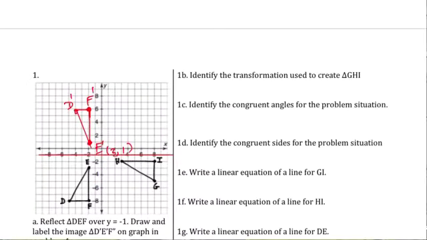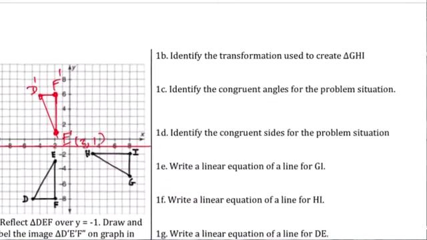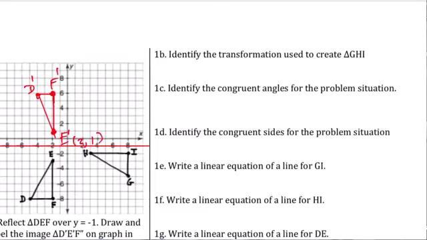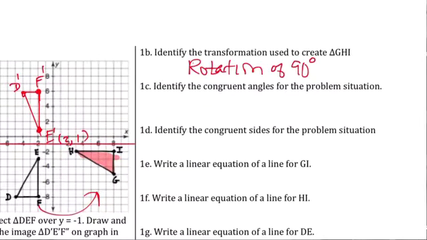Identify the transformation which occurred to create GHI. So what type of transformation is this? Definitely it flipped over, so it's 300. It's 90 degrees. It's a rotation of 90 degrees counterclockwise.